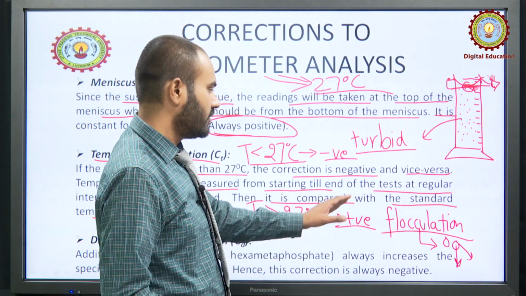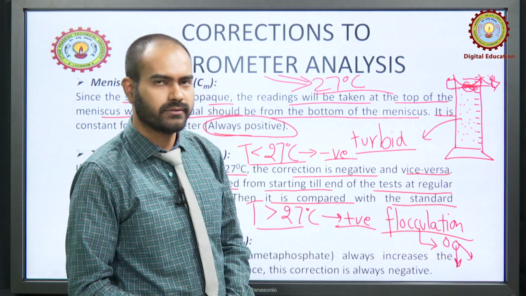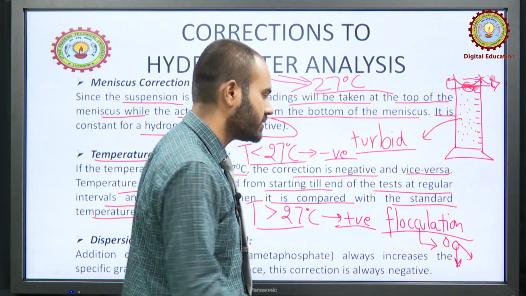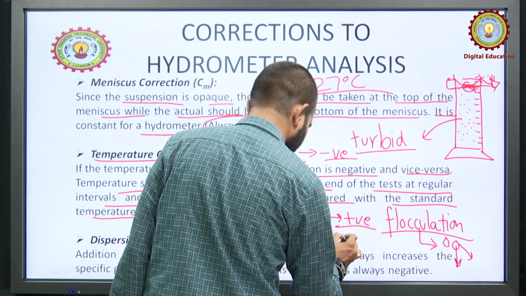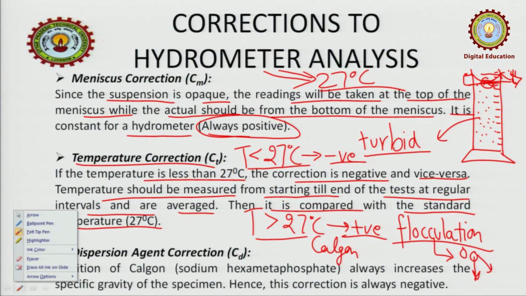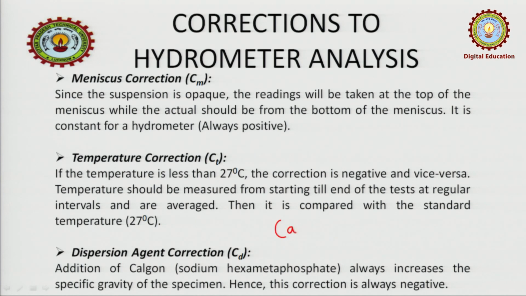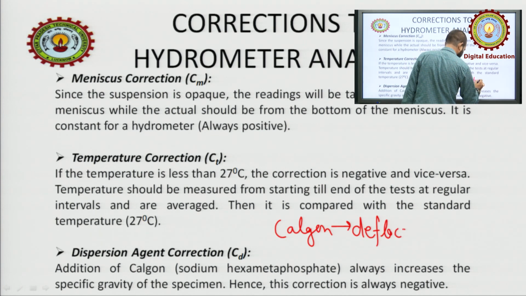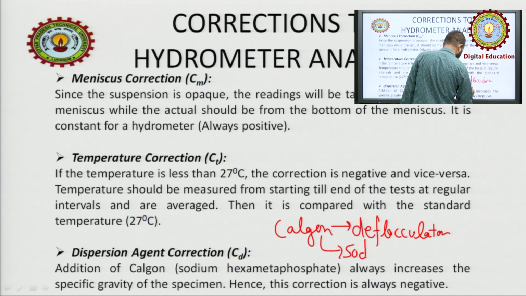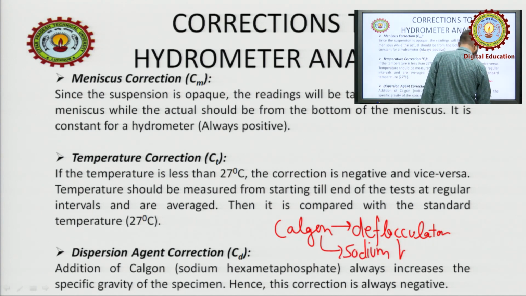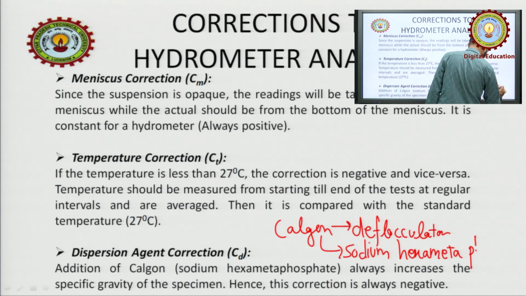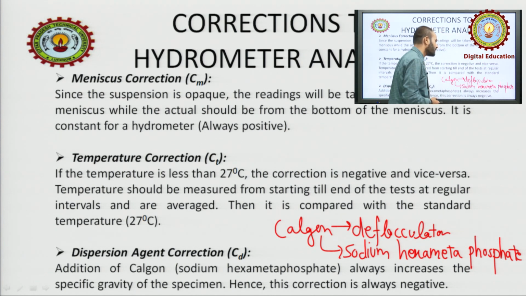To remove this flocculation, what we did yesterday, if you remember, we added a Calgon solution. What is Calgon solution? This was a deflocculator, also named sodium hexametaphosphate.